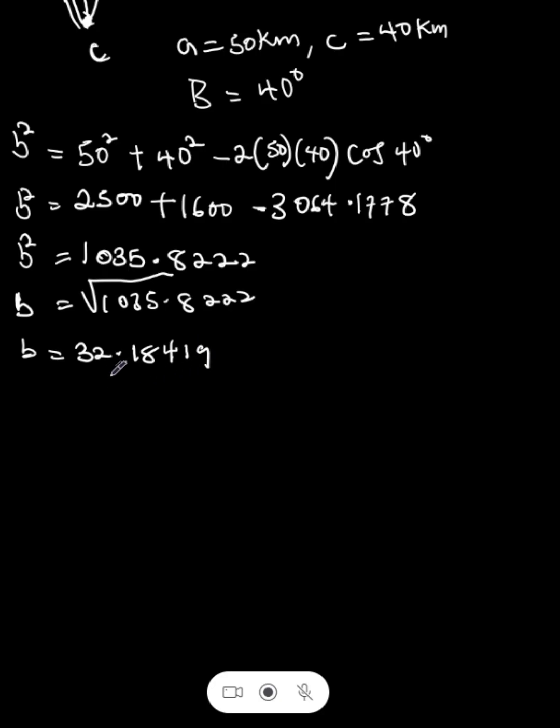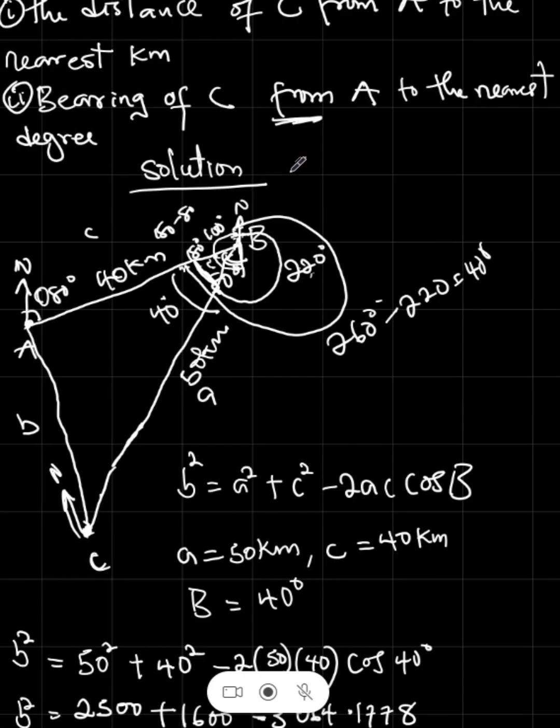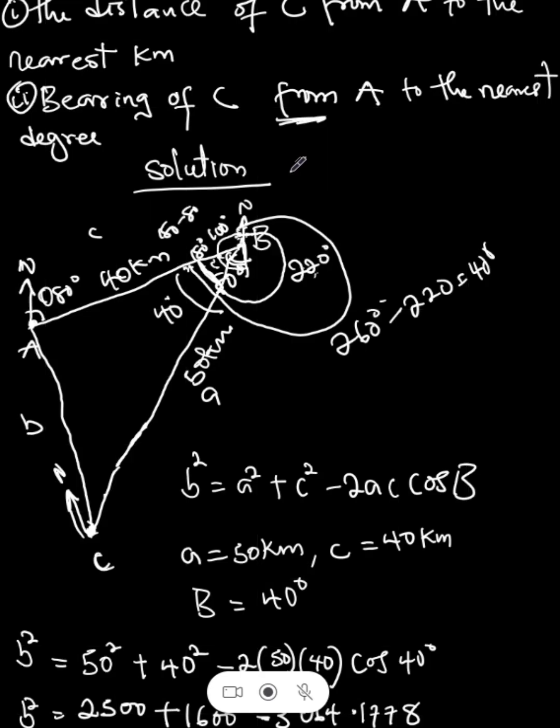However, we're asked to leave our answer to the nearest kilometer. So it means our B is approximately 32 kilometers. Now, I left this like this for the purpose of calculation in finding our second question. So we're asked to find the bearing of C from A, to the nearest degree.